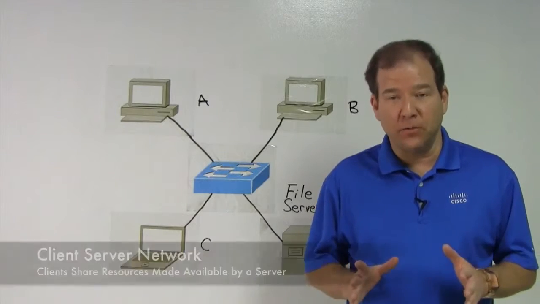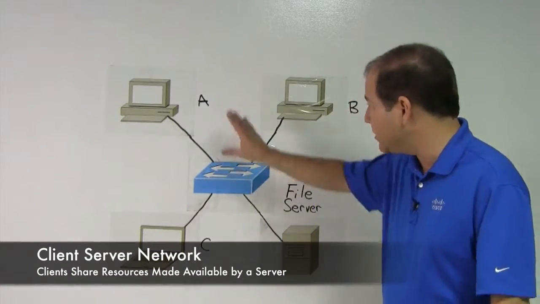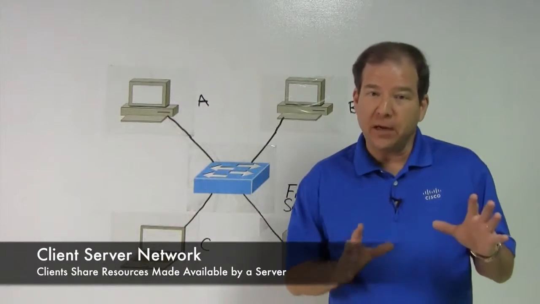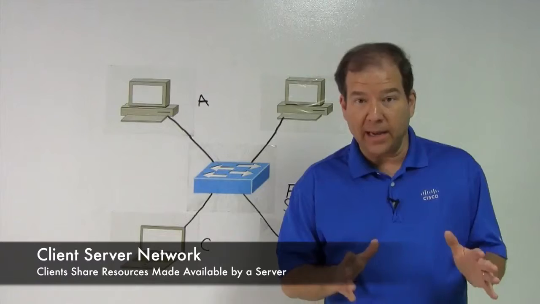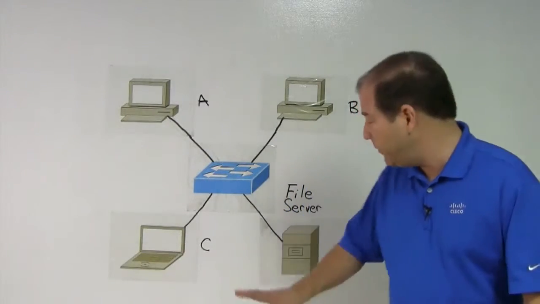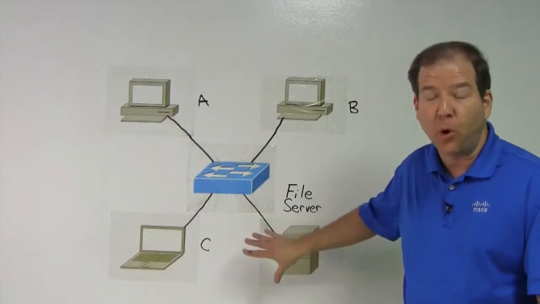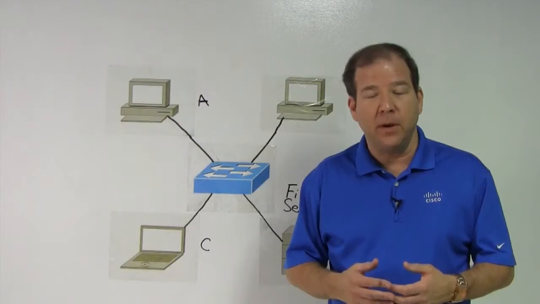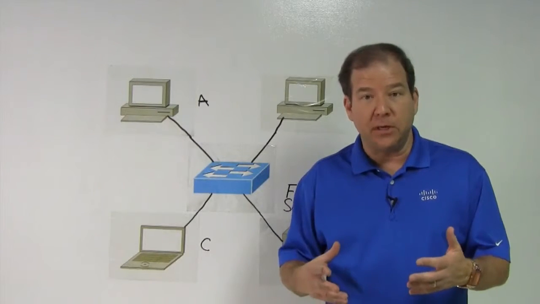In a client-server network, clients such as A and B and C in this example are going to reach out to a network server, like a file server, to access resources. In this case, we've got a machine that's dedicated, whose purpose in life is to be a file server. Maybe it's serving up shared files that a team is using on a project.